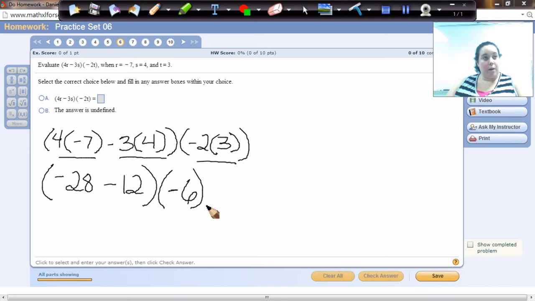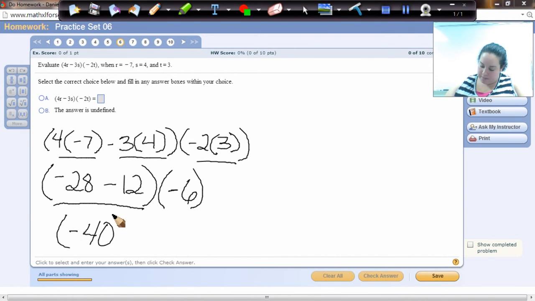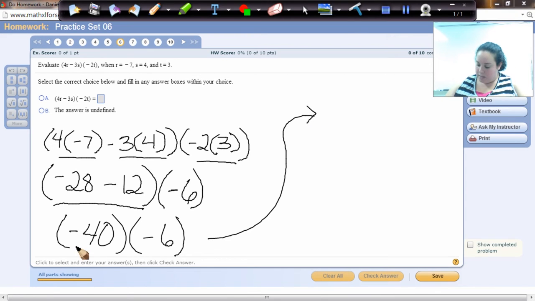All right, order of operations tells us to continue working inside the parentheses. So we're going to do negative 28 minus 12. Remember, same sign, so we're going to add the numbers and keep the sign. So 40, and they're negative, so it's negative 40. Now we have negative 40 times negative 6. Multiply the numbers, 40 times 6, so 240.